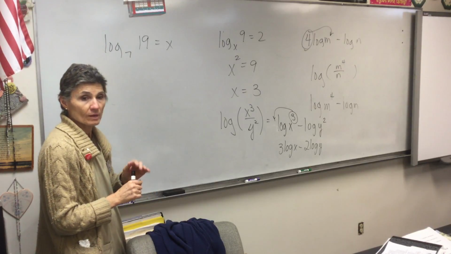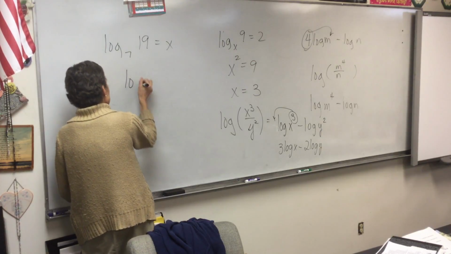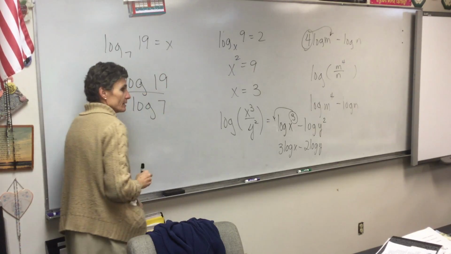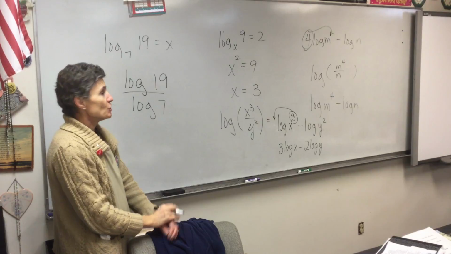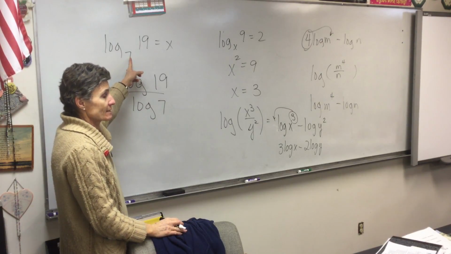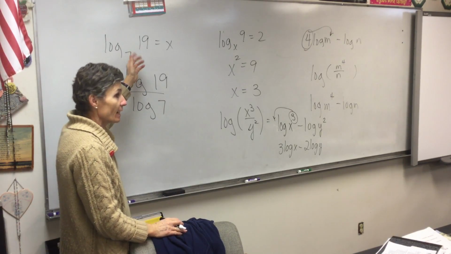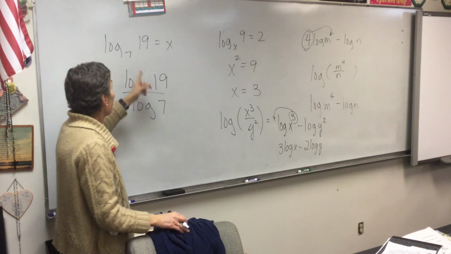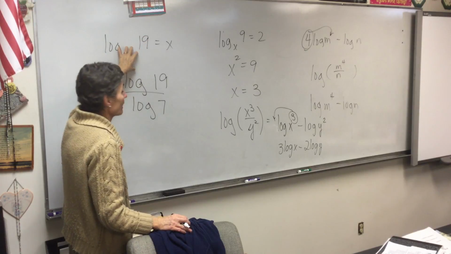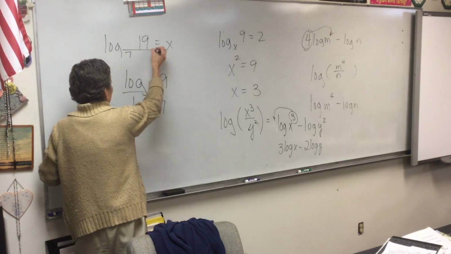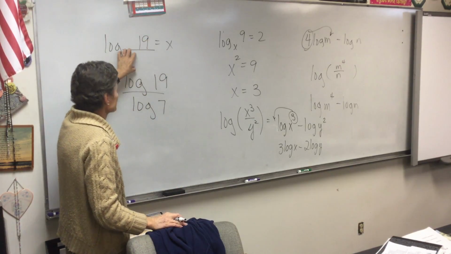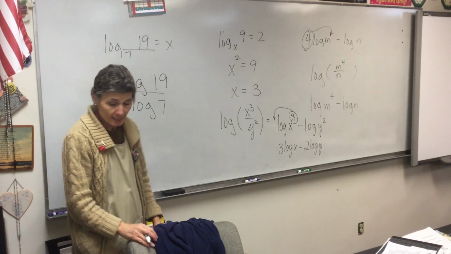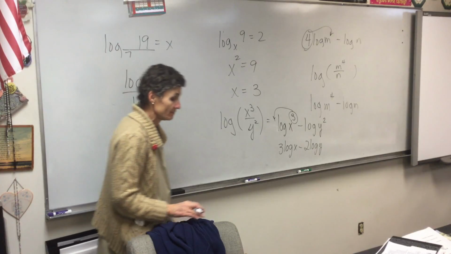Log 19 divided by log 7. Perfect. When you have some weird base, like 7 or 5 or 4, something not 10, you can always do the log of this divided by the log of this. And remember, we talked about it. That number will always be on top of that number. So you type into your calculator log 19 divided by log 7.